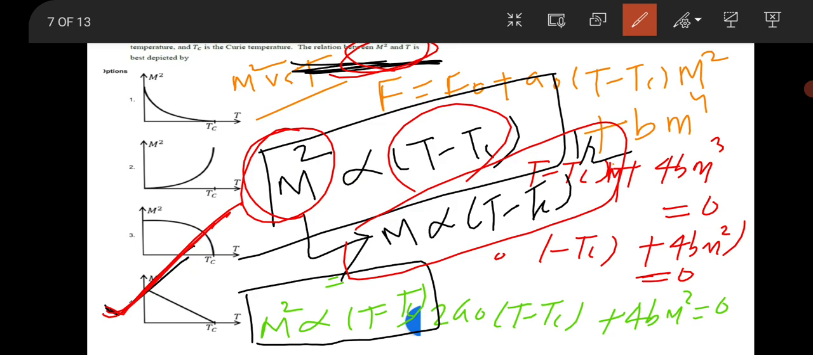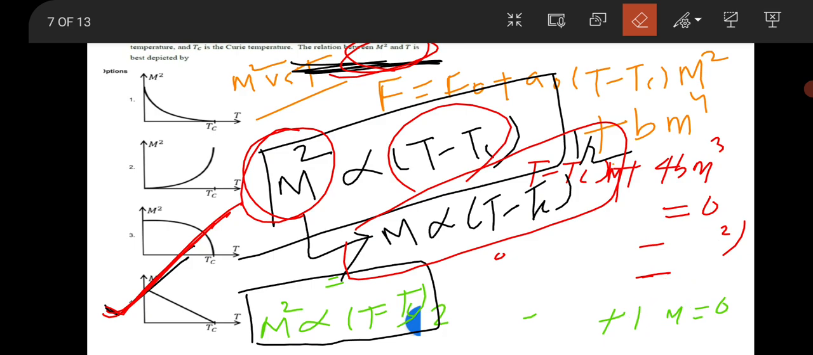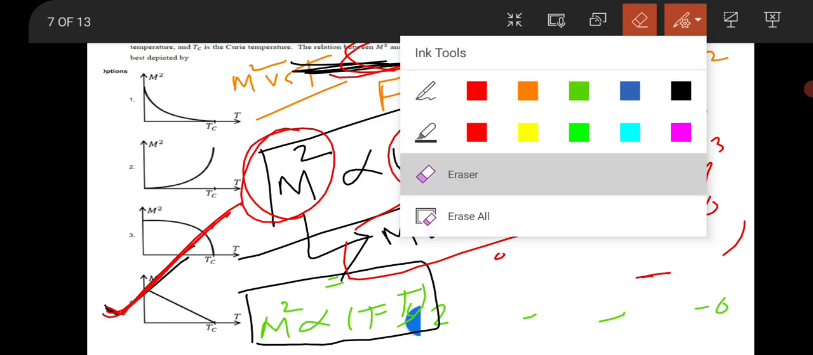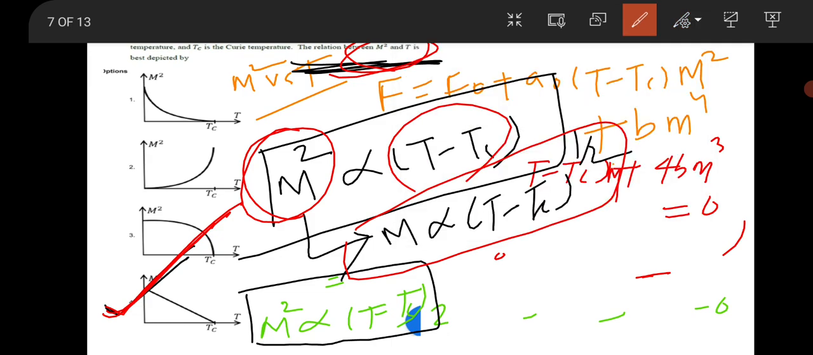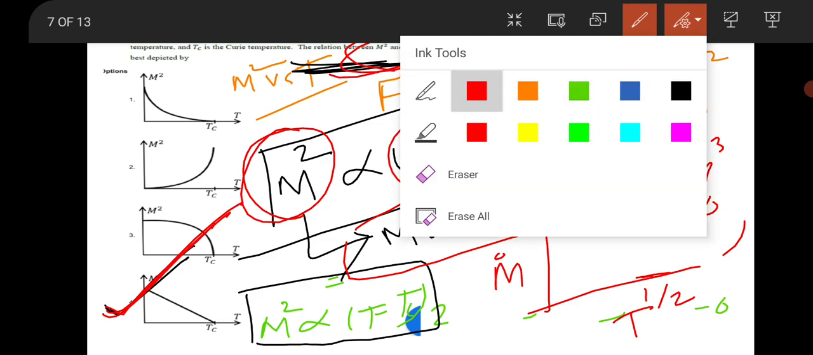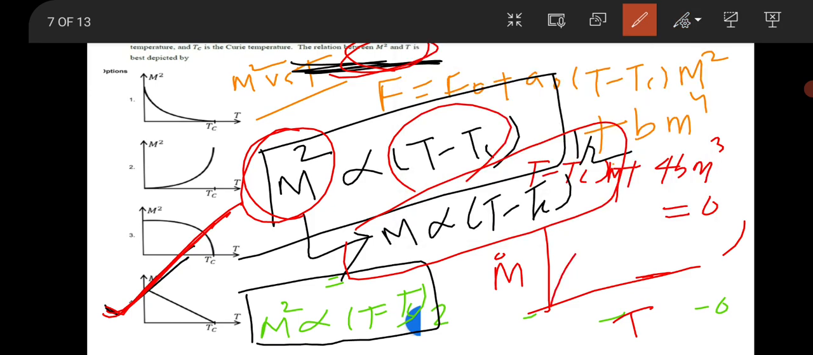If you take the other option, you will be confused, because if you take (T - Tc) to the power 1/2, the variation should be like this, with m on one axis and T on the other. But the graph is asking about m^2 and T, so this will be the best answer, and that is the official answer.